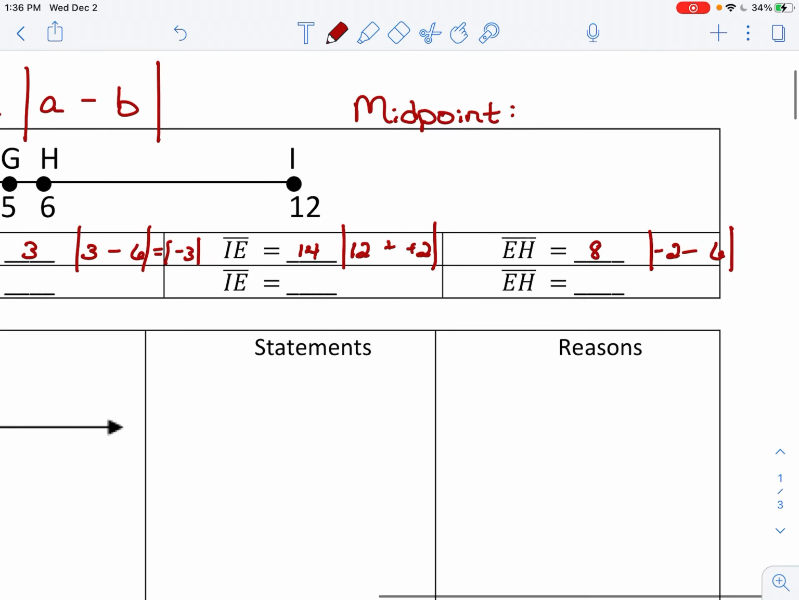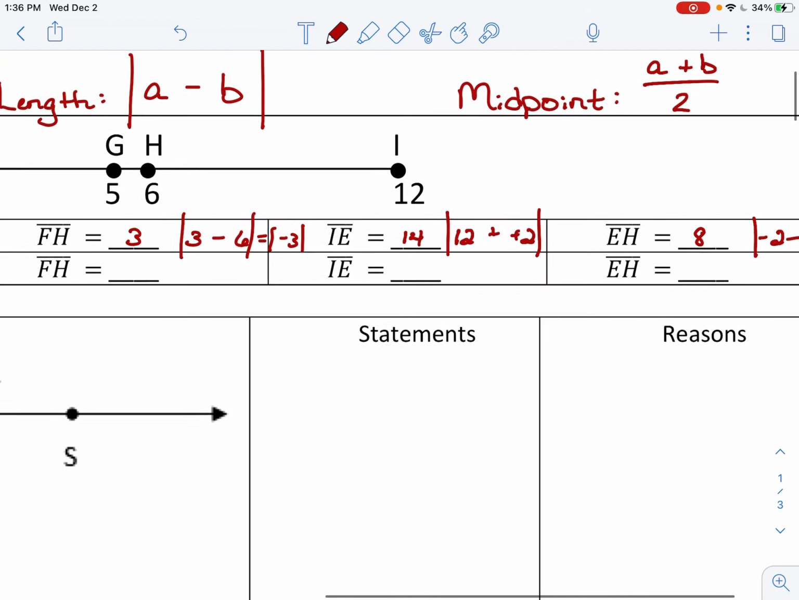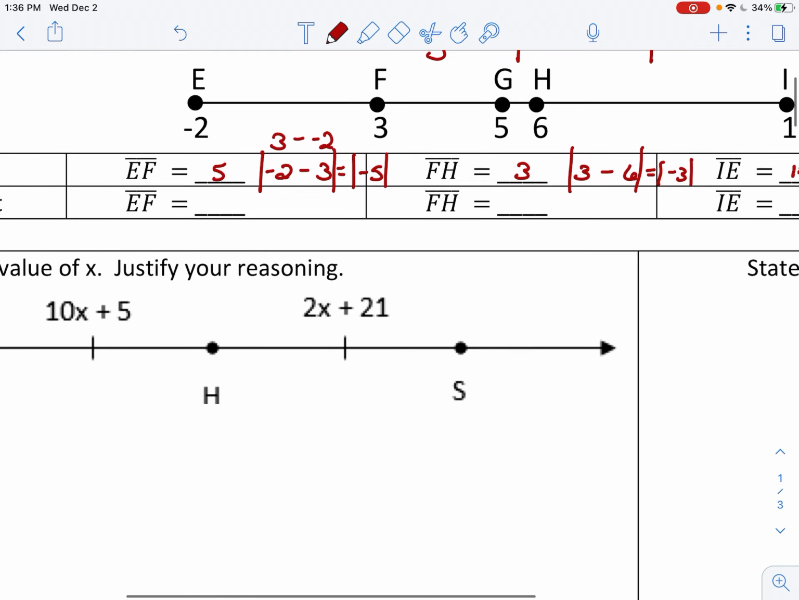When you want midpoint, midpoint was when we just averaged. So I'm going to take those same two numbers, but when you average something, you add them up and divide by however many there are. So I'm going to have letter A and letter B. Those are just the numbers.